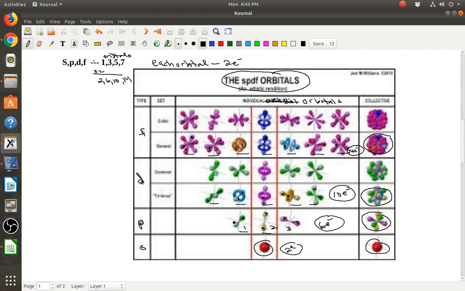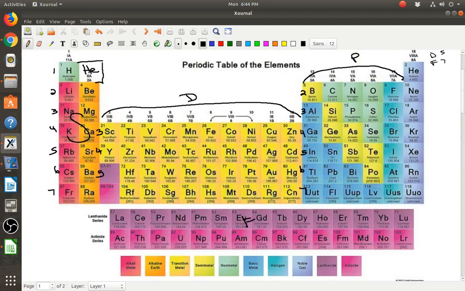So we have sublevels, and inside the sublevels, the next level would be orbitals, and each orbital can hold 2 electrons. So S sublevel, 1 orbital, 2 electrons. P sublevel, 3 orbitals, 6 electrons. D sublevel, 5 orbitals, 10 electrons. F sublevel, 7 orbitals, 14 electrons. So make sure you get that straight.